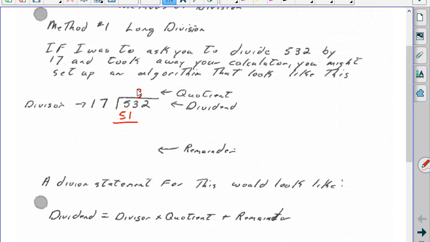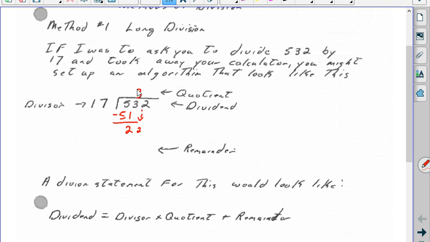And I'm going to figure out what my remainder is by subtracting 51 from 53. 3 times 17, I end up with 2. Bring my 2 down here, because that 2 never really left. We were only kind of looking at the first two numbers.